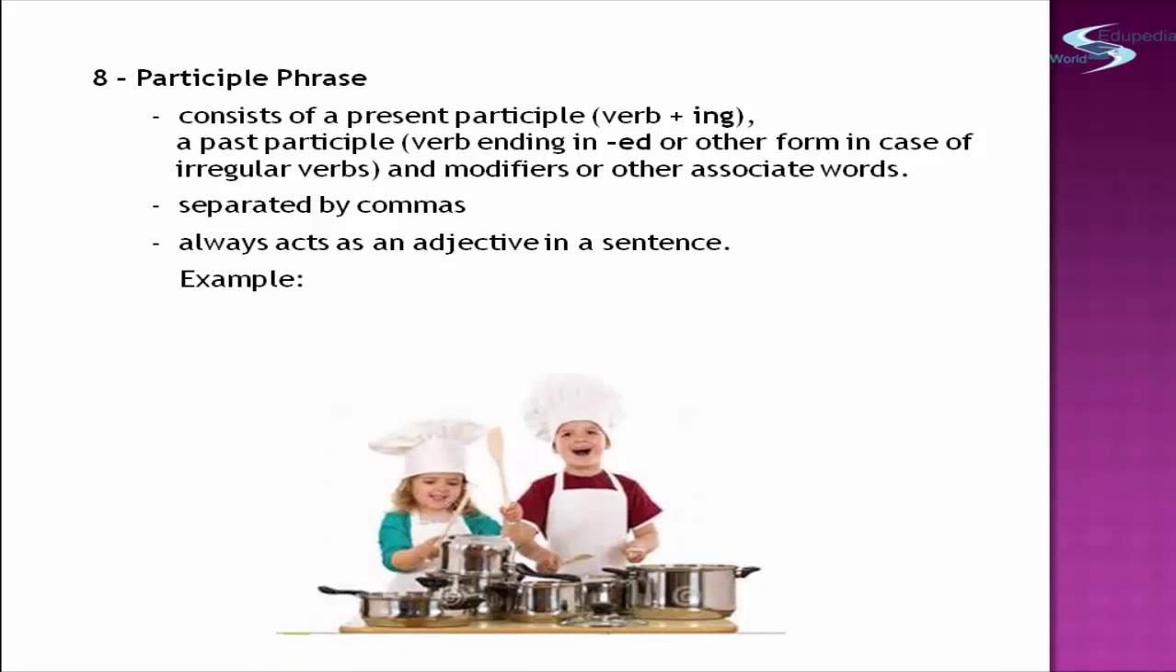Example, the kids, making a noise, need food. Making a noise is the participle phrase that modifies the word kids. Remember, a participle phrase is separated by comma.